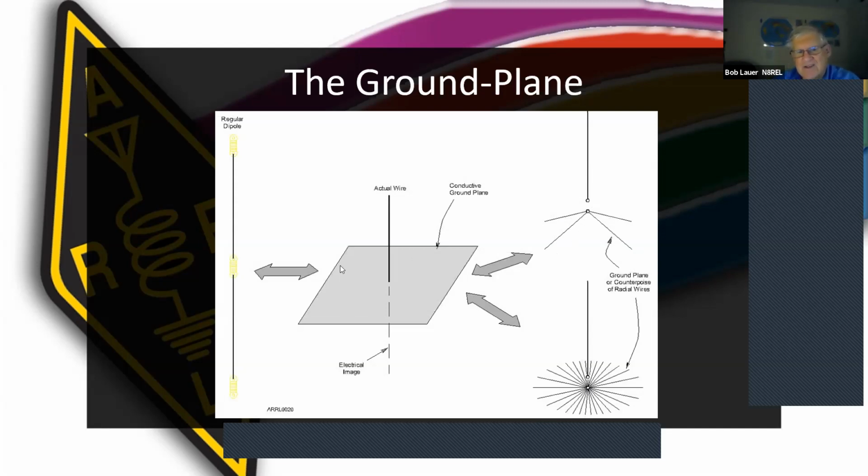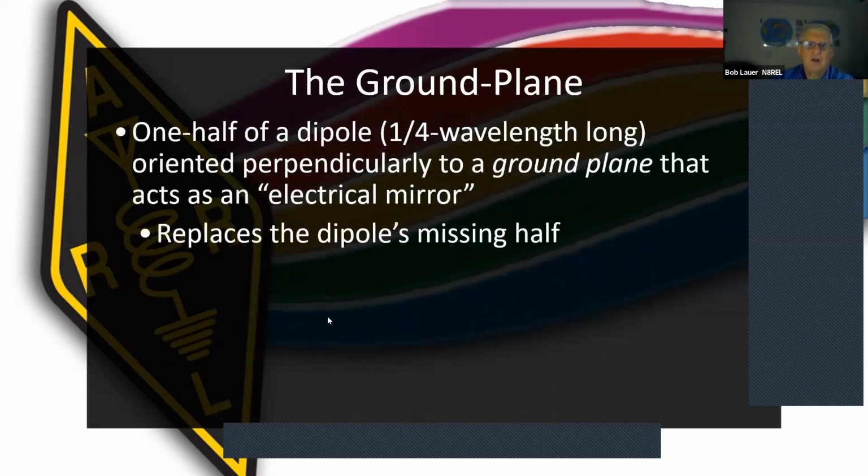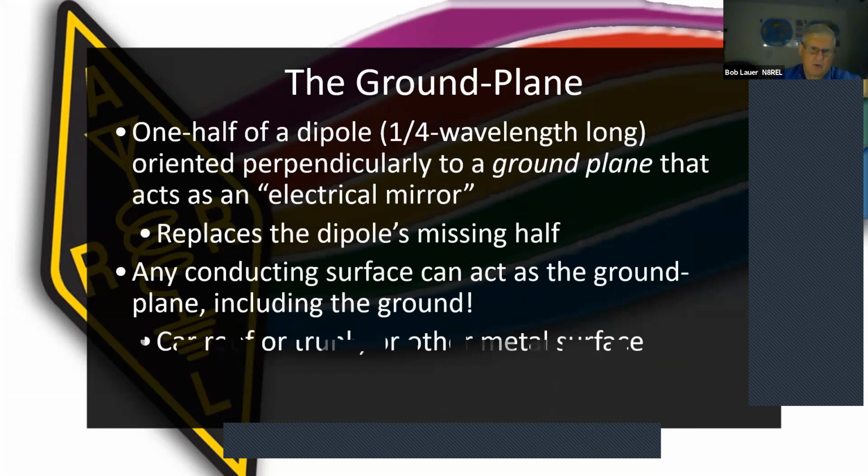What the ground plane does, in effect, is act like a reflection of the vertical part. Your vertical part is usually only a quarter wavelength, and so your ground plane acts like the other quarter of a wavelength. So, in essence, you have a half wavelength dipole. Okay. Yes, that's what it does.